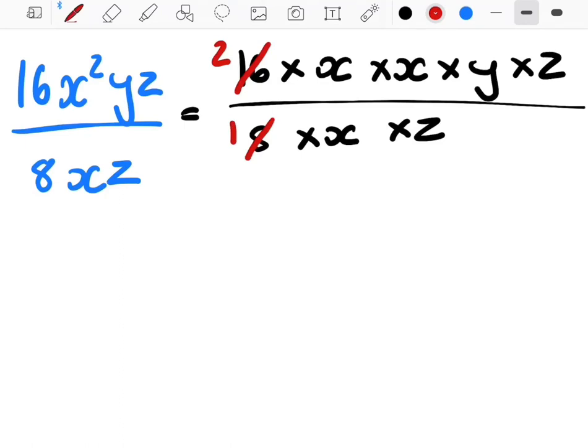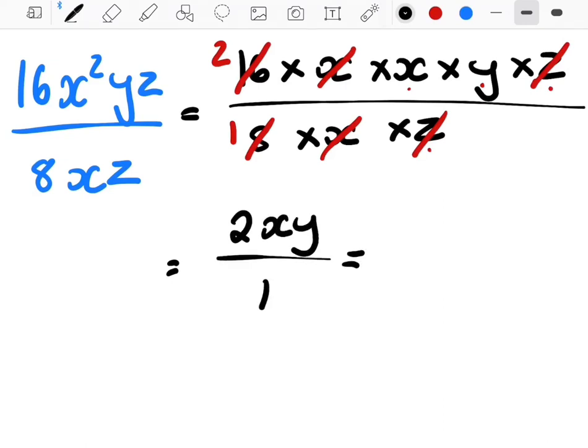Now the next thing I'm going to do is cancel any matching ones. Here I've got 1x there and 1x there, so they're cancelled. There are no more x's, so leave that x. There's no y's, leave it. But I've got a z here and a z here, so they cancel. What that leaves us with is 2xy over 1, which really is just 2xy. Sometimes you're going to get questions that end up with answers like that, and that is perfectly acceptable because we can successfully divide without any decimals.